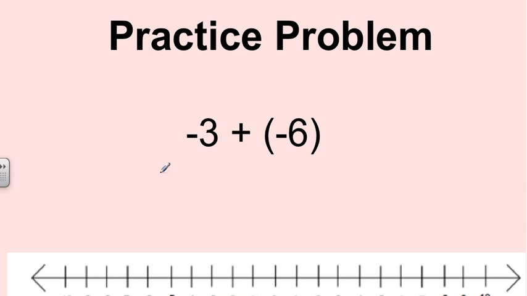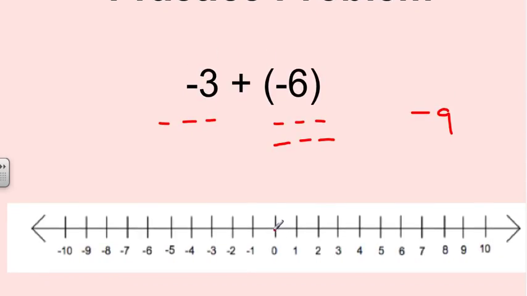-3 plus -6. I have 3 negatives plus 6 negatives. So altogether I have 9 negatives. On a number line, I'm starting at 0, working my way to -3, and then I'm going to add in 6 more. 1, 2, 3, 4, 5, 6. Once again, which brings me to -9.